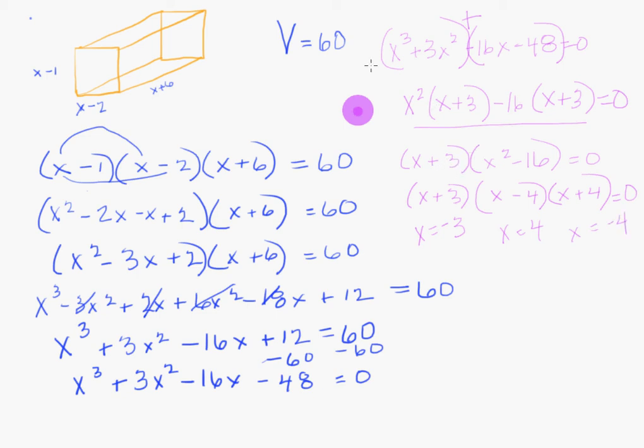Given that we are using a solid figure, we cannot have a negative value for x, so the only solution would be x equals 4 for this problem. So you would say that the height is 4 minus 1, which is 3. The width is 4 minus 2, which is 2. And the length is 4 plus 6, which gives 10. So you'd have a 2 by 3 by 10.